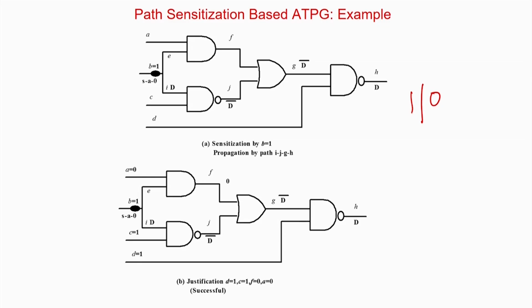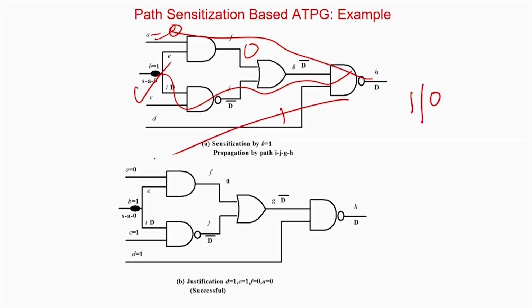Now I have to justify. So again this justification is simple. Anyway this is D, so I have to have a 1. Now if you see, this line is D bar, so this line has to be a 0. Of course, because otherwise the controlling value will be lost. Now how do I get a 0 at the output? A also equal to 0. Now you are done. So in this case, by selecting another alternative path, basically you could find out a test pattern, because fault sensitization, propagation and justification are all satisfied.